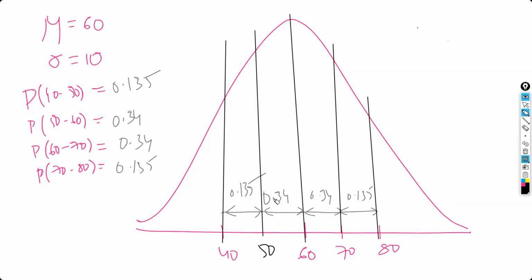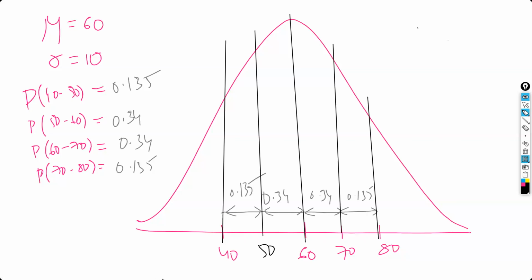Now, what is the probability between 50 to 80? 50 to 80 means 50 to 60, 60 to 70, plus this one. Now you can calculate all of them cumulatively. What is the total? It is going to be 0.815. Are the points clear? Everyone? Guys, clear or not clear? Yes or no?